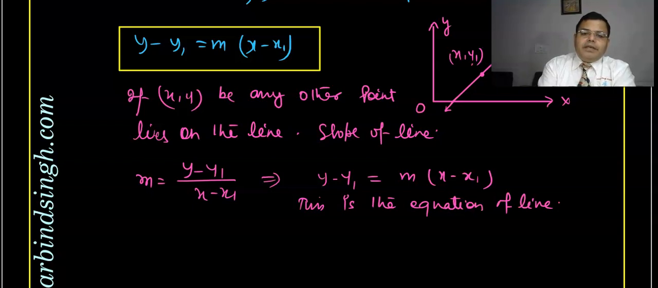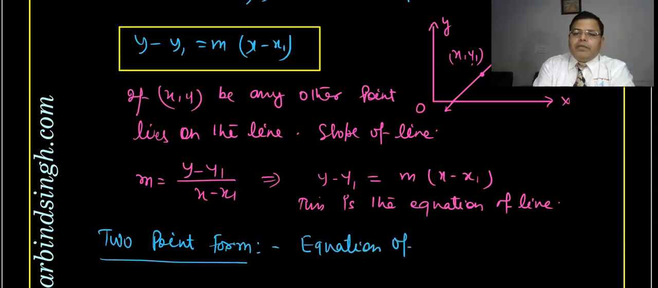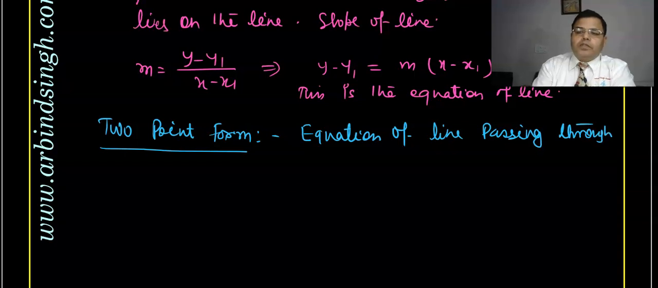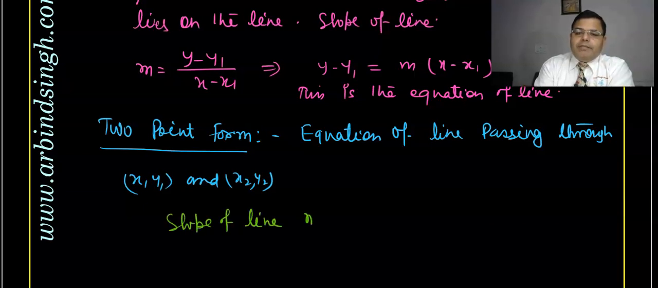Similarly, there is another one, the two point form. What is that? It means the equation of line passing through two different points, x1, y1 and x2, y2. So these are the two points and we can write the equation of the line. The slope of the line m is y2 minus y1 upon x2 minus x1.